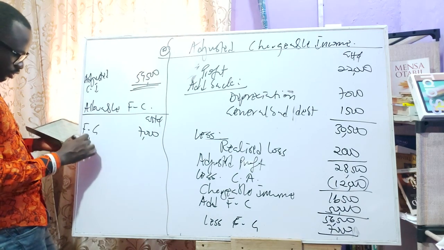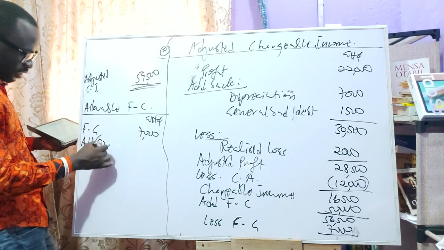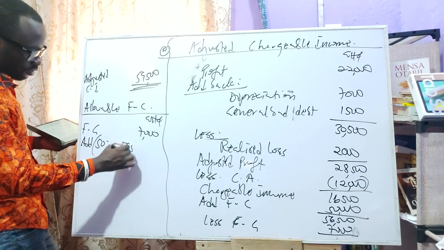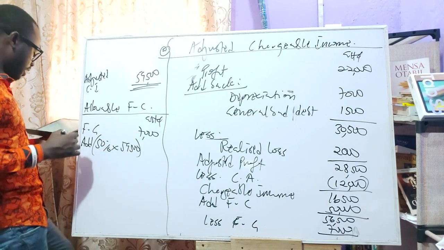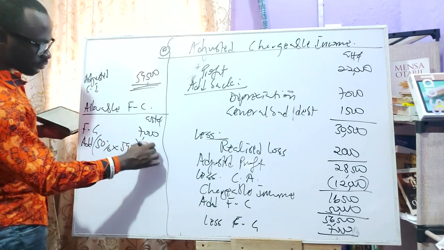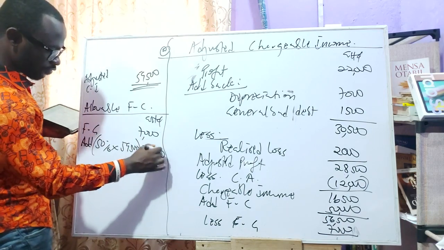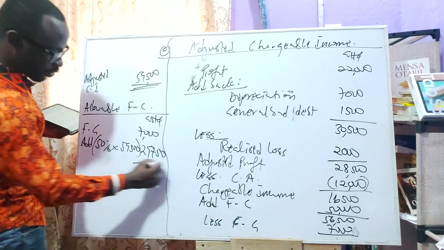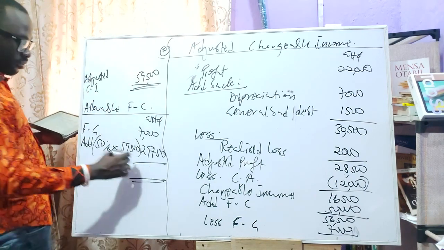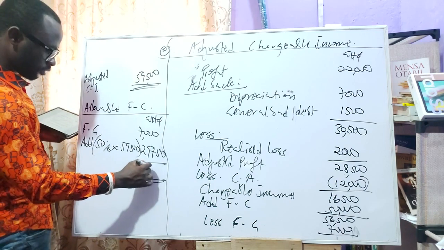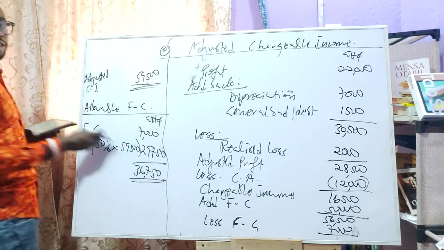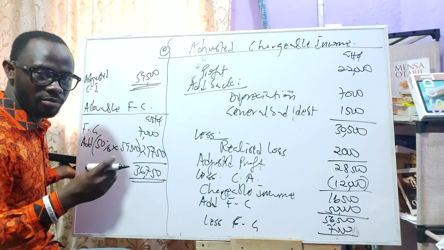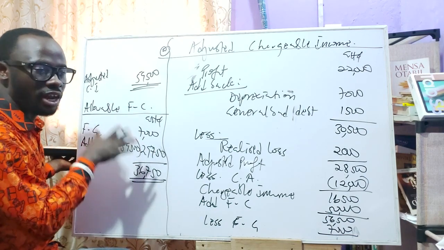Okay, so we add 50% of this particular figure, 59,500. All right, and that's going to be 29,750. So we added the two up, and that would be 36,750. So this will be the allowable finance cost. I hope it makes sense. This will be the allowable finance cost.